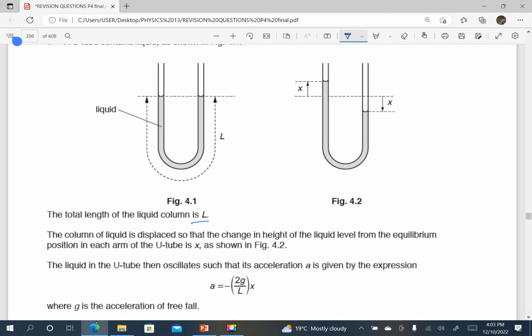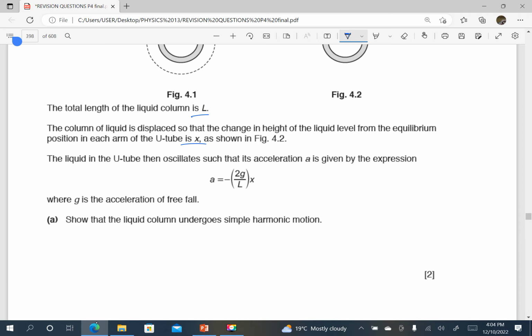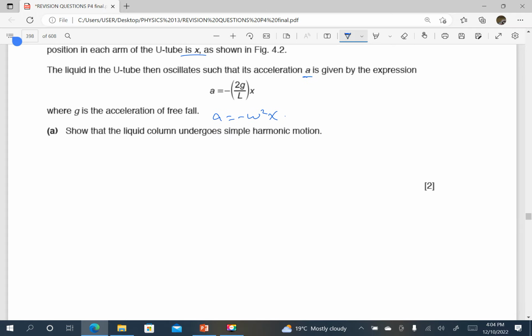The column of the liquid is displaced so that the change in height of the liquid from the equilibrium in each arm of the tube is X as shown. The liquid in the U-tube then oscillates such that its acceleration A is given by that. Remember to always compare with A equals negative omega squared X for further calculations. Show that the liquid column undergoes simple harmonic motion.